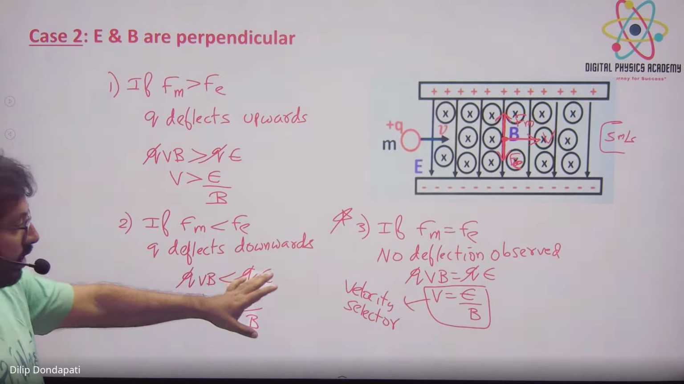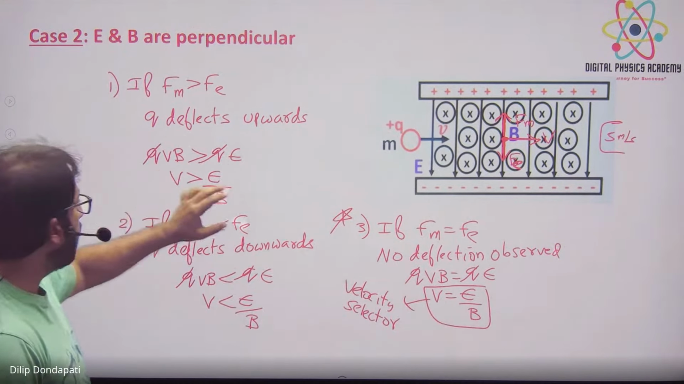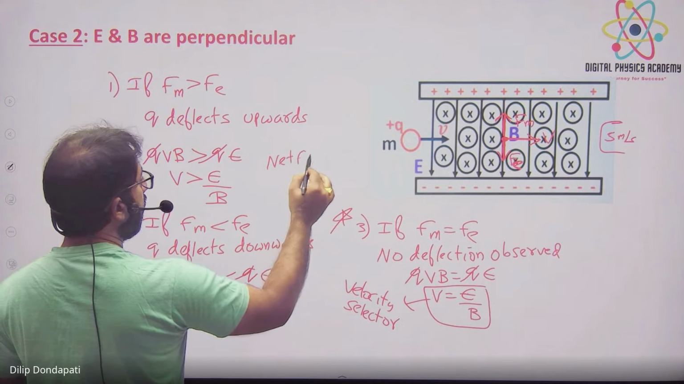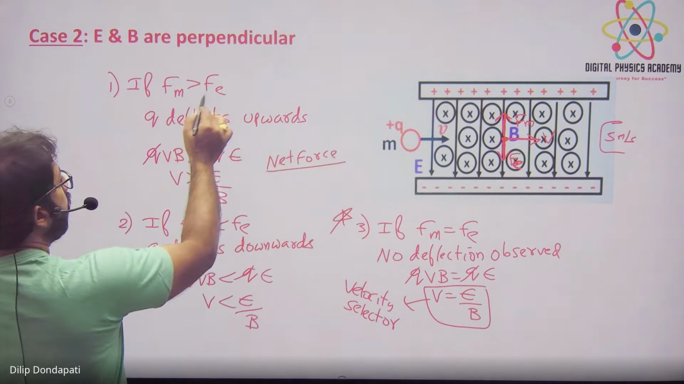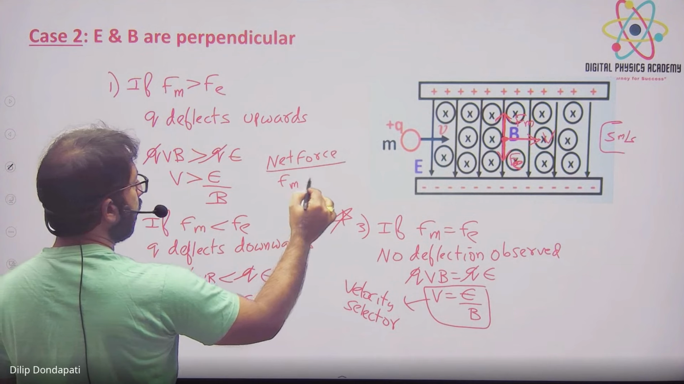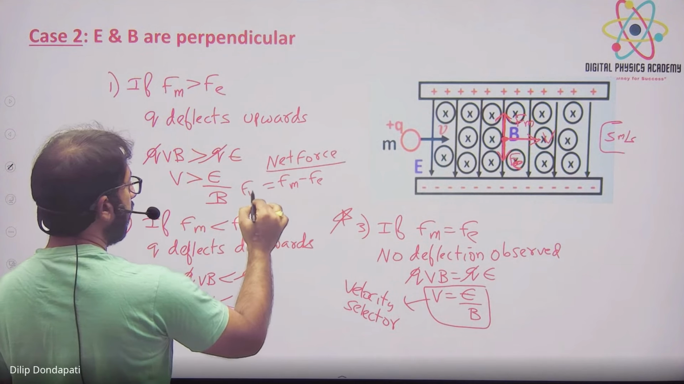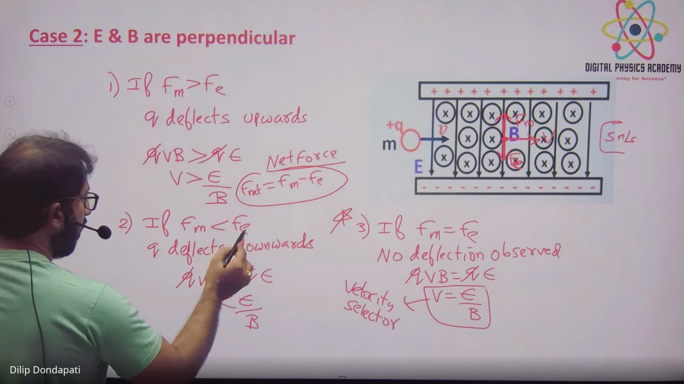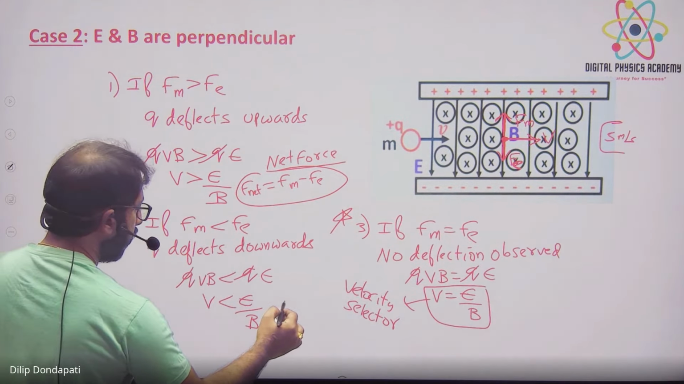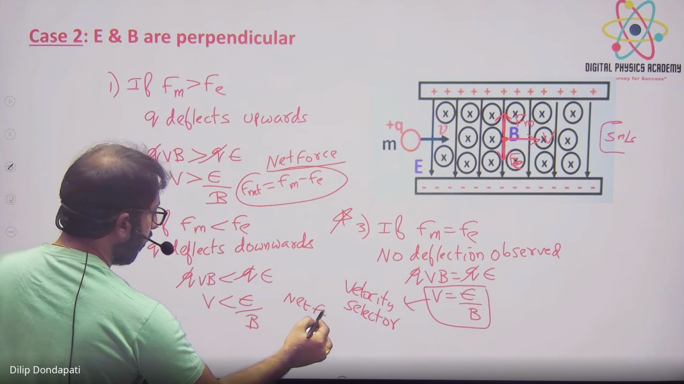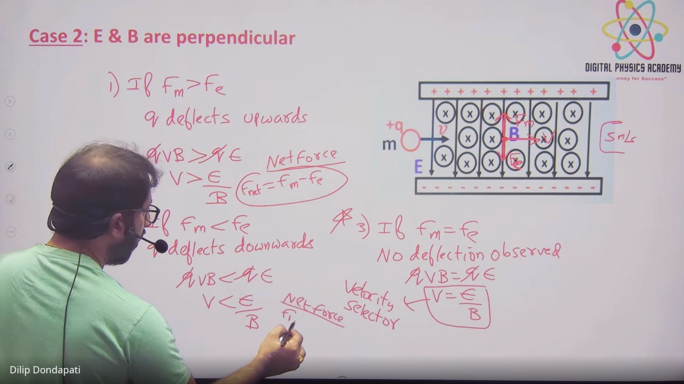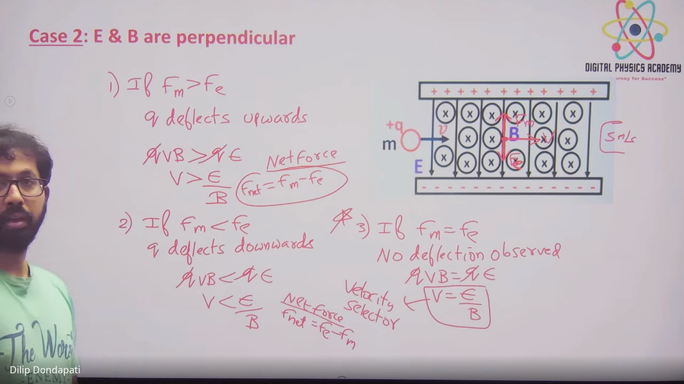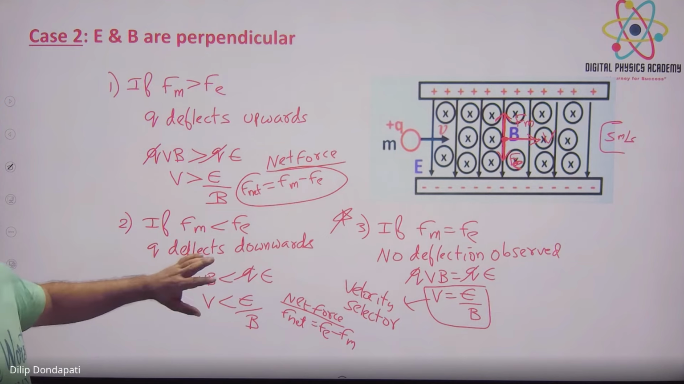So the formula is V is equal to E by B. If they ask for the net force in this case, how much is the net force? The net force will be Fm minus Fe. In this case Fe is greater than Fm, right? So F net is Fe minus Fm. If they ask for the net force in this case, we can use this.